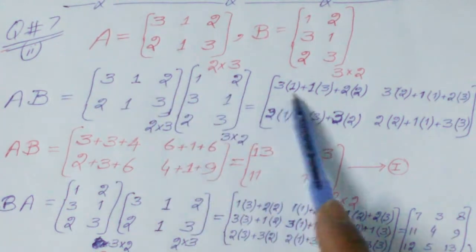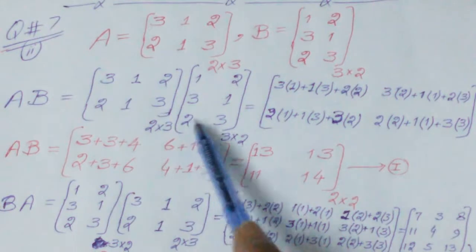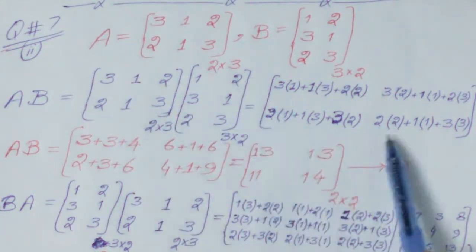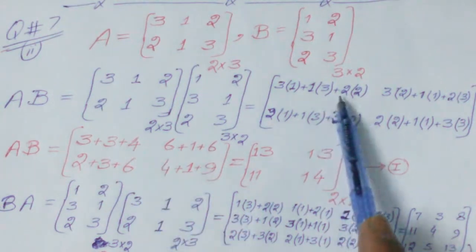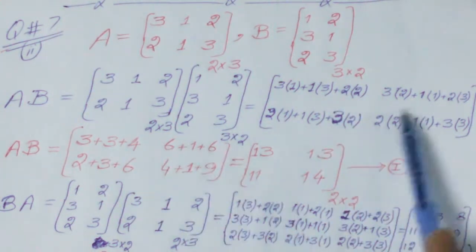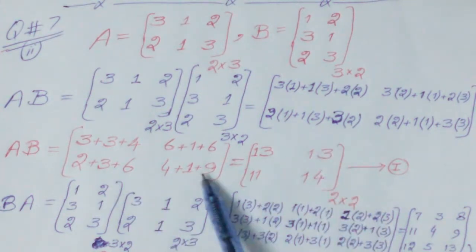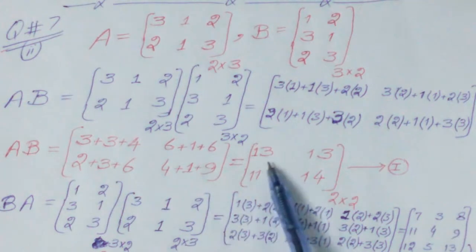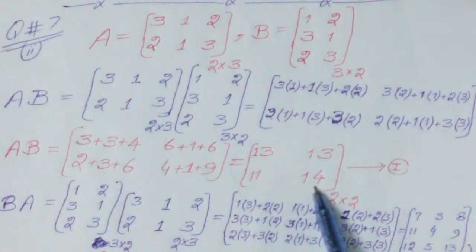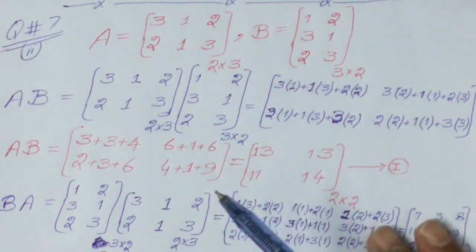Multiply the first row with the first column, the first row with the second column, the second row with the first column, the second row with the second column. After the simplification we get 3 plus 3 plus 4, 6 plus 1 plus 6, 2 plus 3 plus 6, 4 plus 1 plus 9. After the simplification we get 13, 13, 11 and 14. The order of this resultant matrix is 2 cross 2.